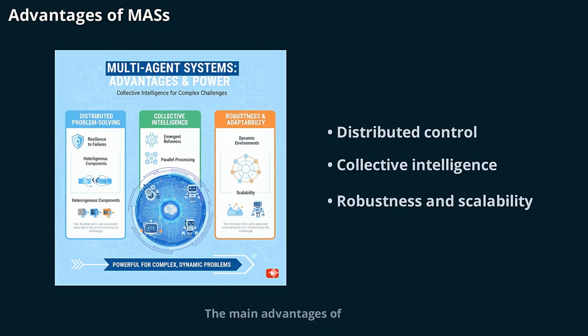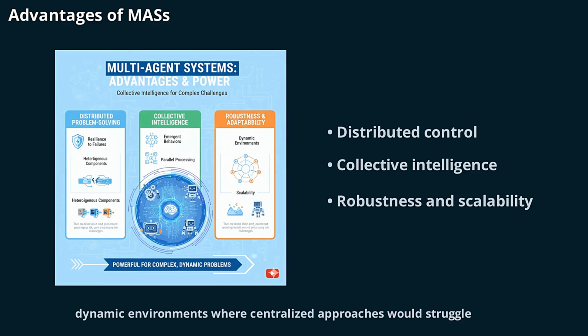The main advantages of multi-agent systems include distributed problem-solving, collective intelligence, and robustness. By distributing control among agents, MASs are resilient to failures and can integrate heterogeneous components. Their scalability and adaptability make them suitable for complex, dynamic environments where centralized approaches would struggle.